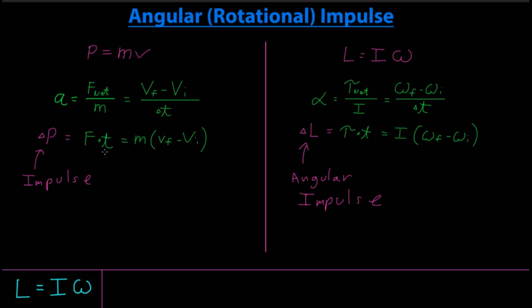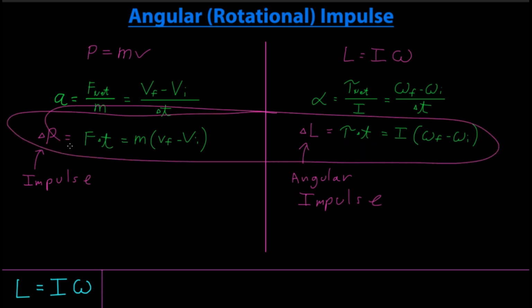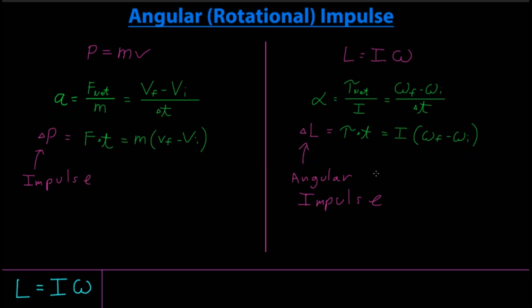To change the momentum of something, you need to exert an unbalanced force for a period of time. If you want to change the angular momentum of something, you need to exert an unbalanced torque for a period of time. From a conceptual perspective, these are near identical. It's just that one is linear and one is angular.